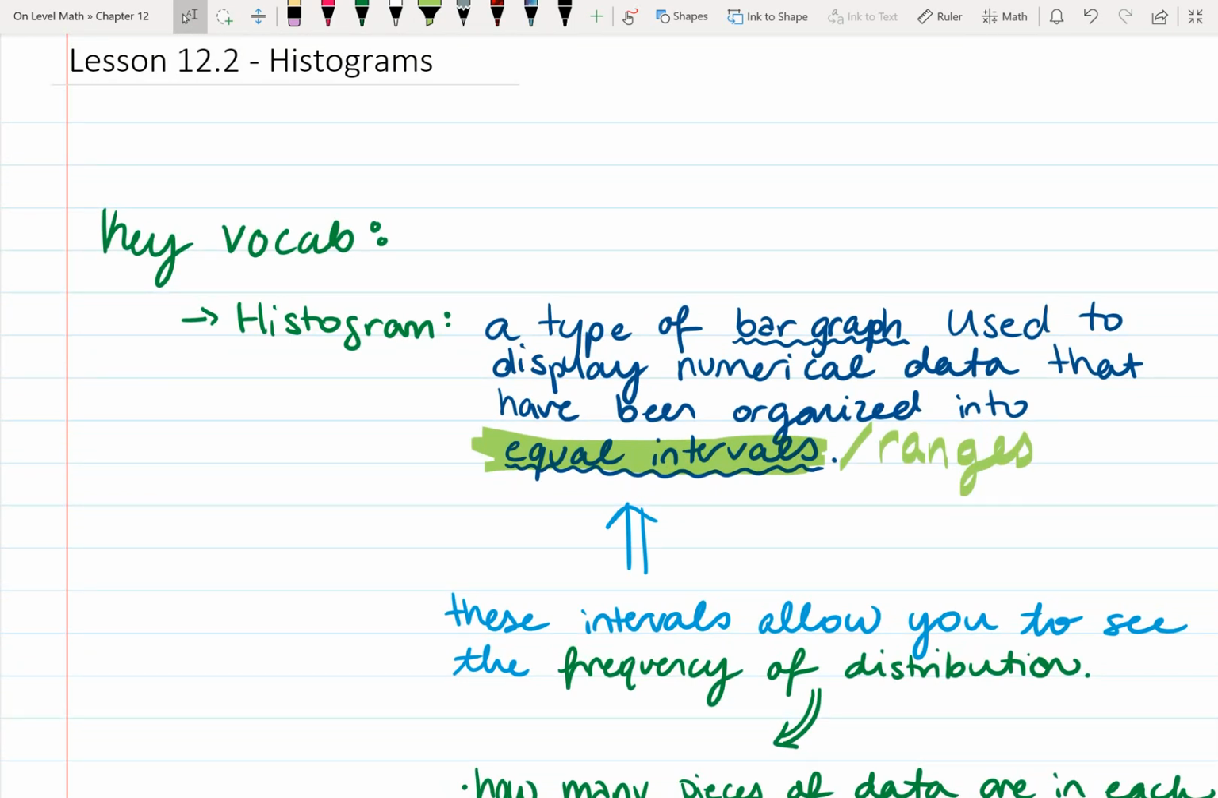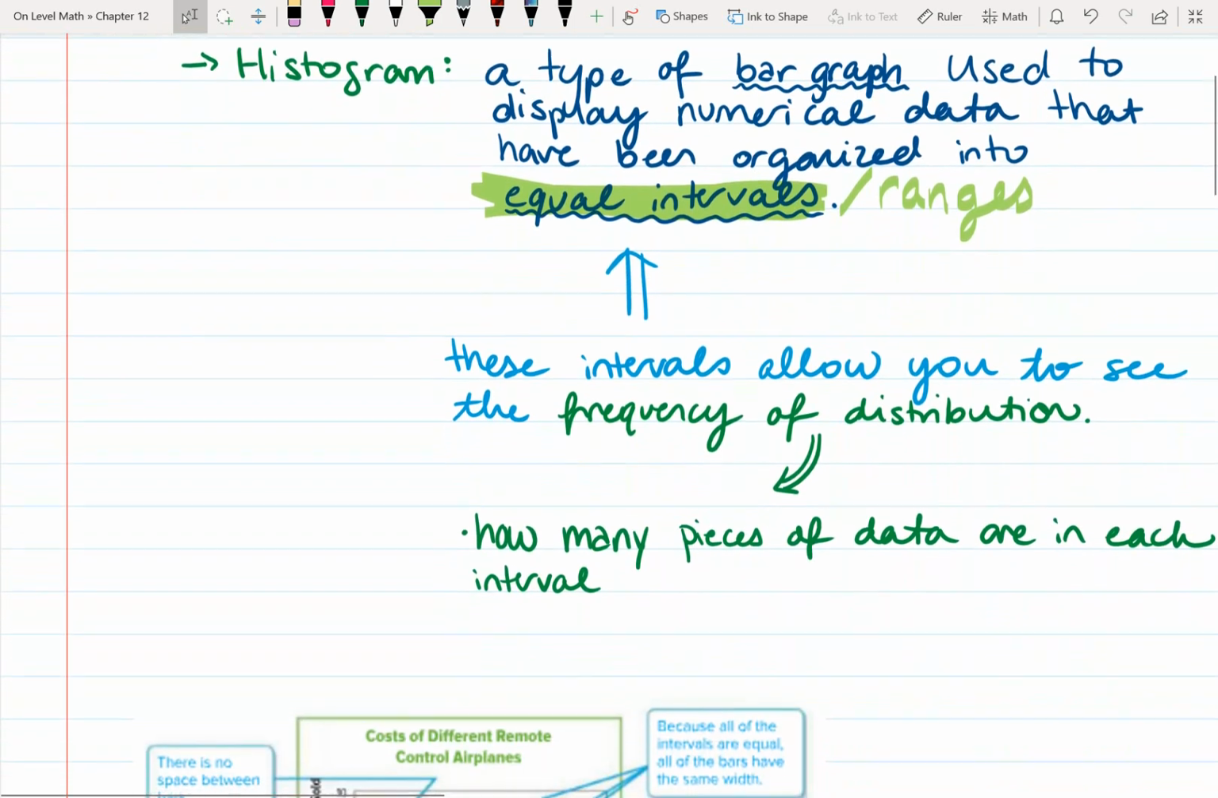So if instead we were talking about how many students, like what our class made for mowing lawns. So maybe we've got the range of $15 to $19 for mowing a lawn, $20 to $24, $25 to $29. So if we put 5 people for $20 to $24, that means 5 people make between $20 and $24 for mowing a lawn. So it gives you a range.